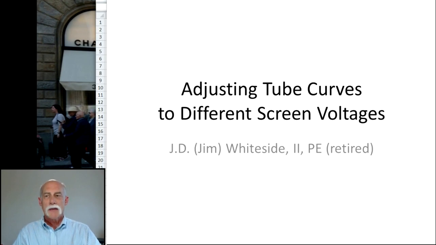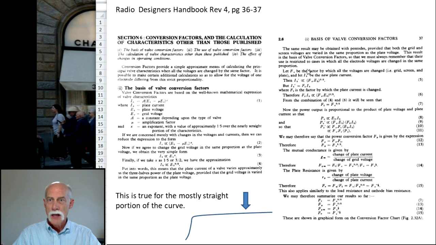Today, I'm going to talk about adjusting tube curves to different screen voltages. There are a couple ways of going about that, and this one I'm going to give you some caution about how to do that, because you need to adjust the plate curves differently from the screen curves. That's going to be a key takeaway.